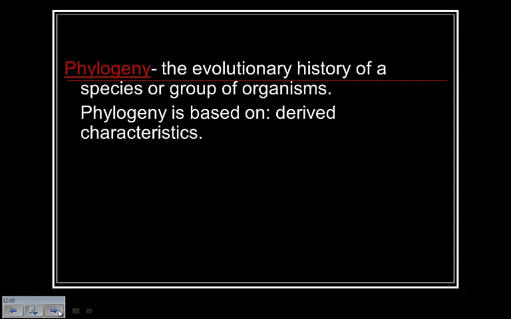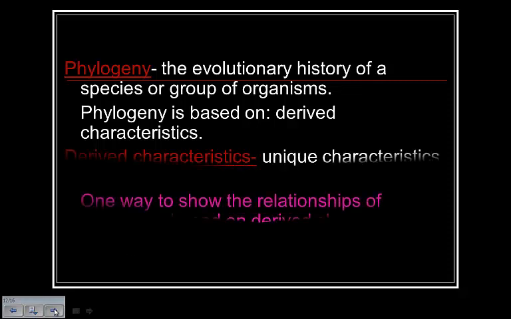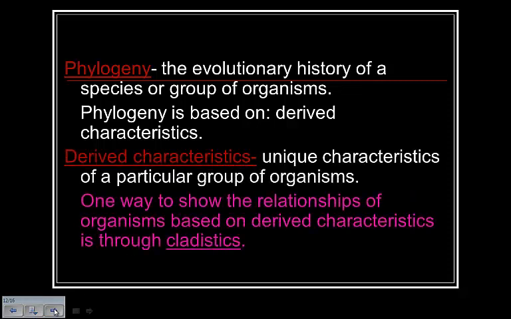All right. Now with phylogeny, that's a nice word. You should say that, phylogeny. That's a good one, isn't it? All right, so phylogeny is the evolutionary history of a species or a group of organisms. And this phylogeny is based on some derived characteristics. So we want to look at what's the history of these characteristics. Derived characteristics are unique characteristics of just that particular group of organisms. Freshmen have a very specific, unique set of characteristics.